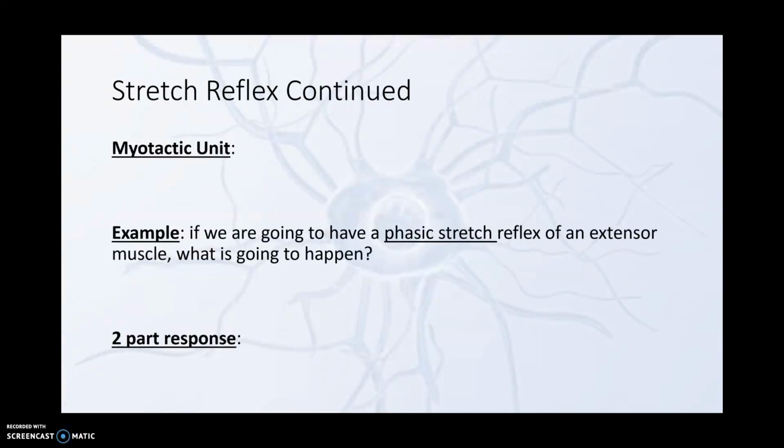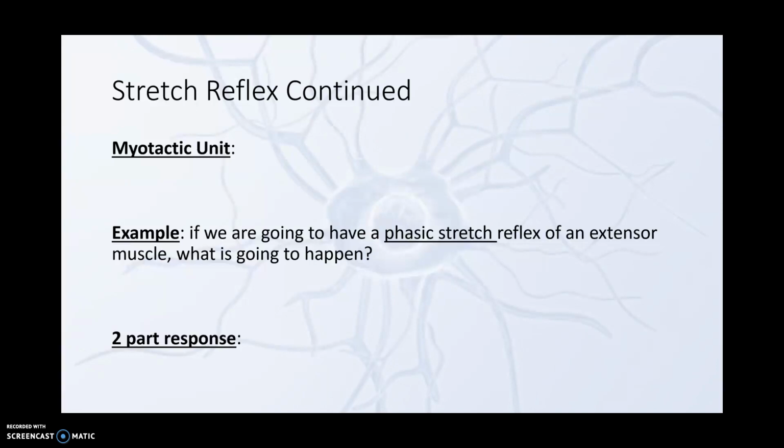Okay, so I'm going to go through that example again. If we have a phasic stretch reflex of an extensor muscle, what's going to happen? This means we're going to stretch that extensor muscle very, very rapidly. So the protective mechanism, so we don't stretch it too far and induce too much damage, is going to be to actually contract that extensor muscle. So what has to happen? That means we have to relax the flexor muscle. So we have to induce relaxation at the flexor level.